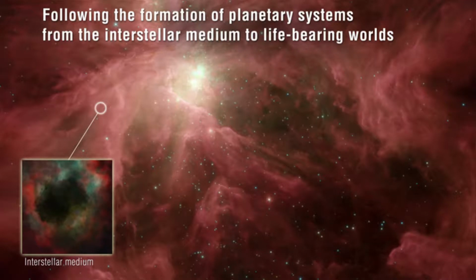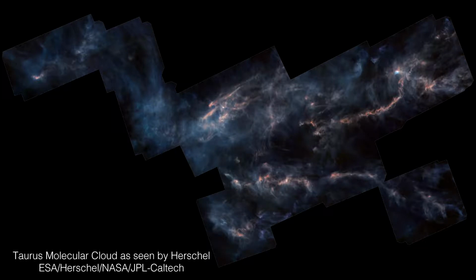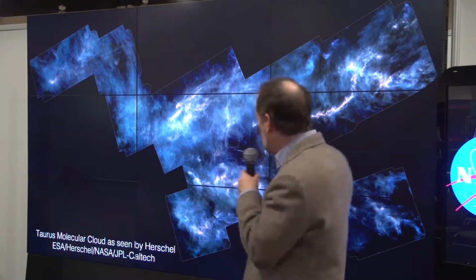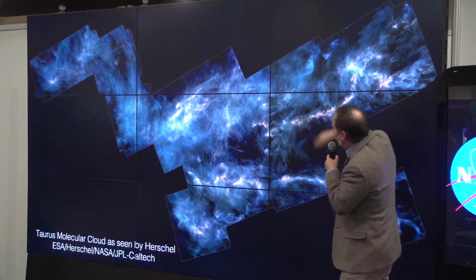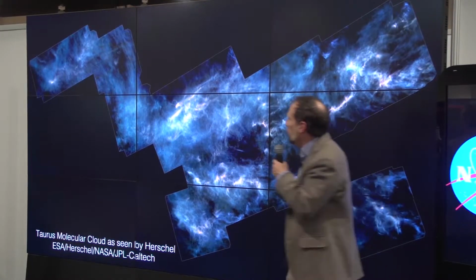And the first thing I want to talk about is the beginning stage in the interstellar medium. This is a really amazing rendering of the Taurus molecular cloud. It's the closest star-forming region. I've never seen it like this. This looks awesome. This is from the Herschel Space Observatory, and all these red areas and these white knots are actually stars that are being born.